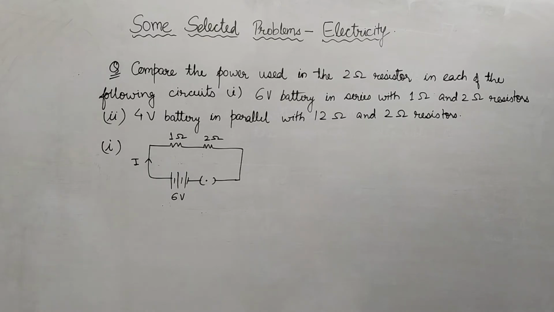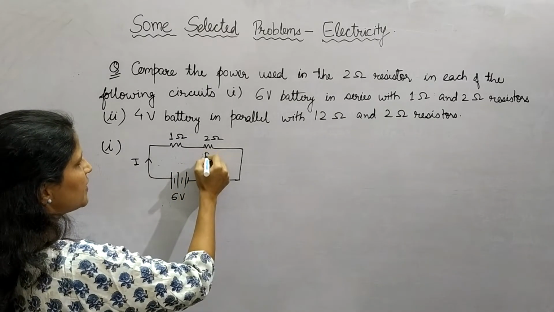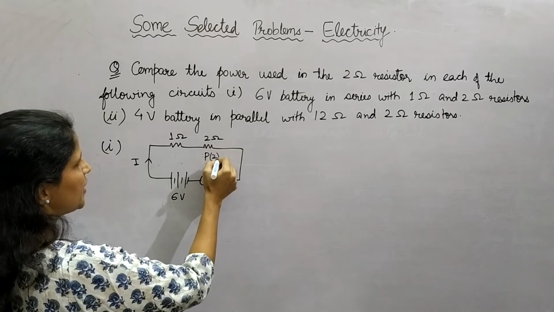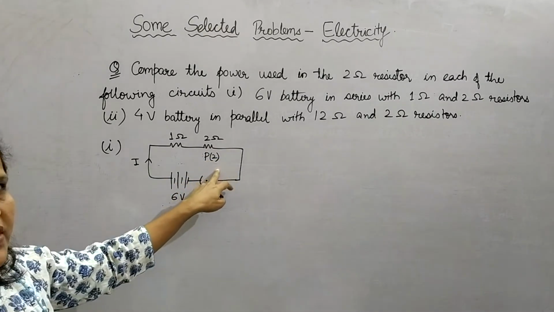Now we are required to find out the power used in the 2 ohm resistor. That is, you have to find out the power in this case. I am writing it as P2 just to indicate that this is power consumed at the 2 ohm resistor.